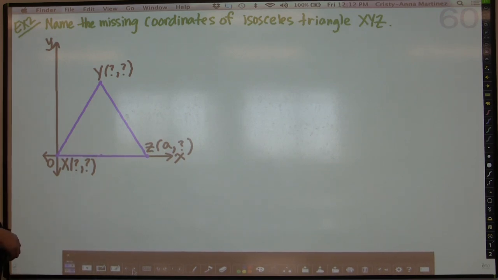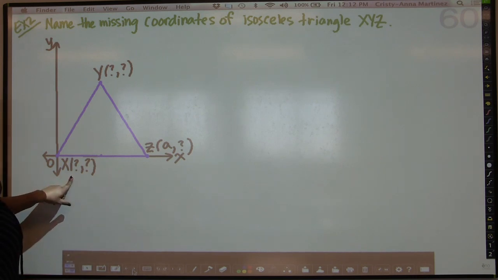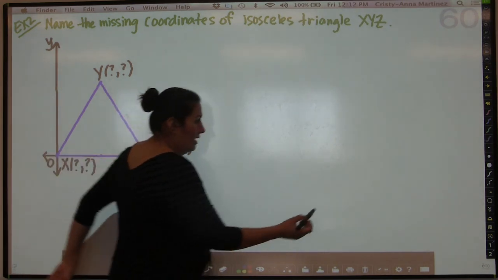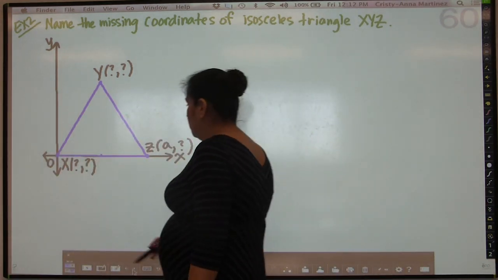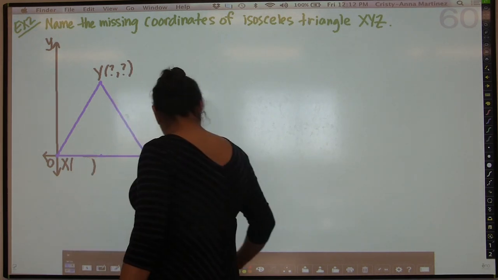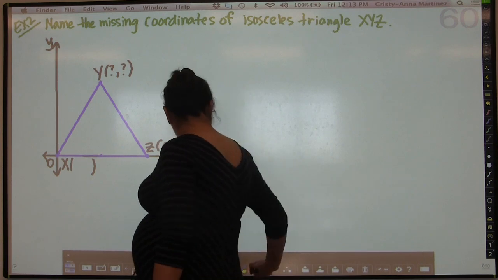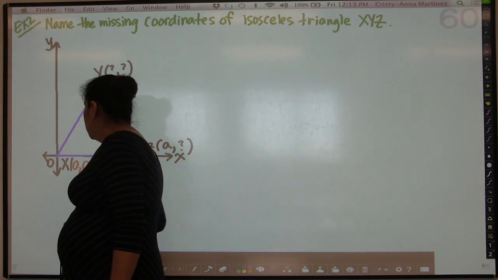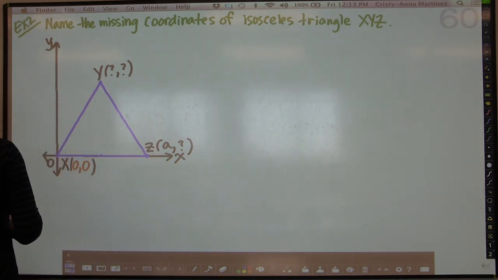In this case, they've already positioned the triangle for us, and it says, name the missing coordinates of isosceles triangle XYZ. This one's going to be really easy. We just talked about that in the previous example. Let me get my eraser in so I can erase some of these question marks. We have question marks here because we don't know what it is, but we do know what it is. At the origin, you're going to be 0, 0. So for the coordinates of X, we know that X is 0, 0.